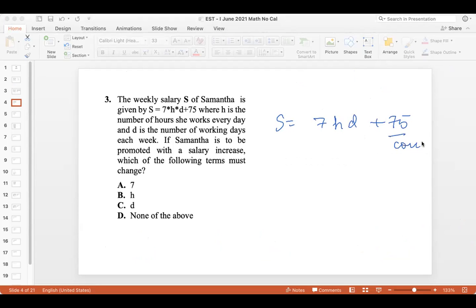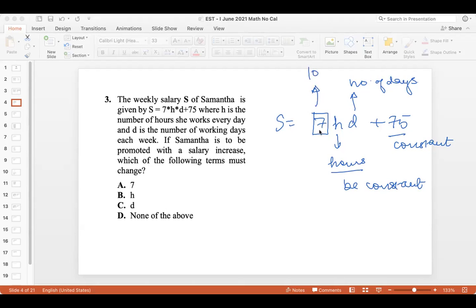So this is a constant value. This is the number of hours that she works per day, which will also be constant. That won't change. And this is the number of days per week, which will also not change. So if she's going to get a salary increase, then this factor should change, right? Because if, let's say, instead of 7, this becomes 10, then her salary will see an increment. So the term 7 needs to change for a salary increment.